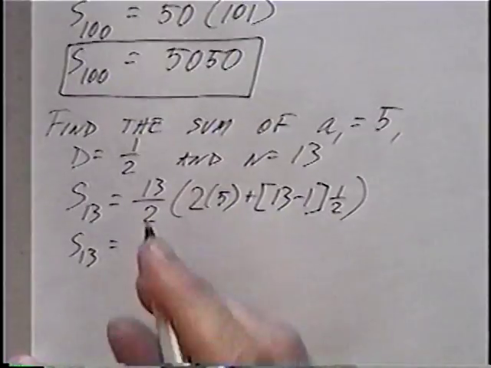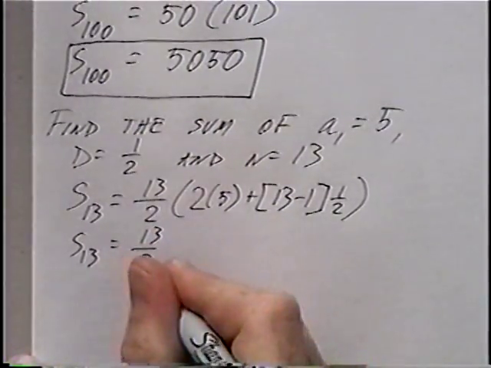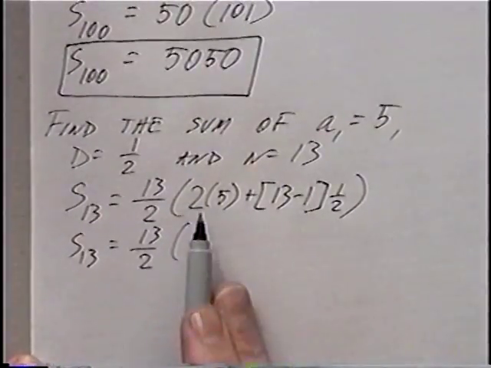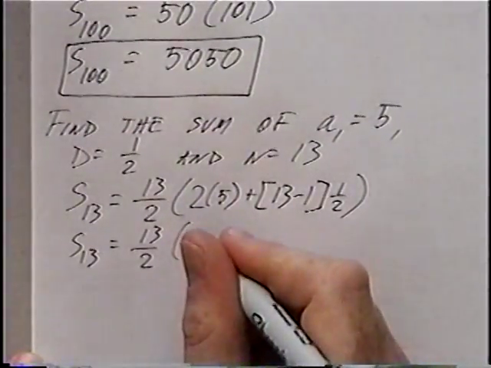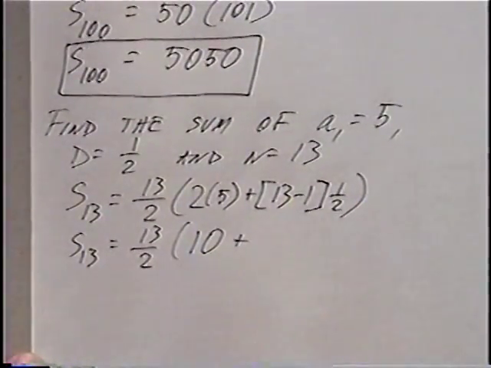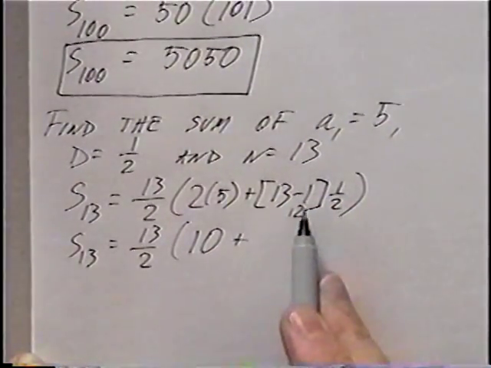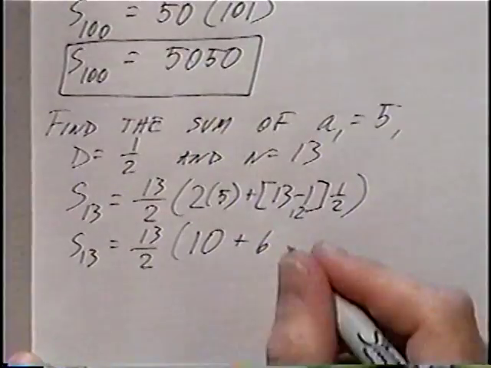Solving. 13 over 2 we can leave the same. If you want to, you can change it to a decimal. Inside parentheses, we have 2 times 5, which would be 10, plus 13 minus 1, that would be 12, and half of 12 would be 6.